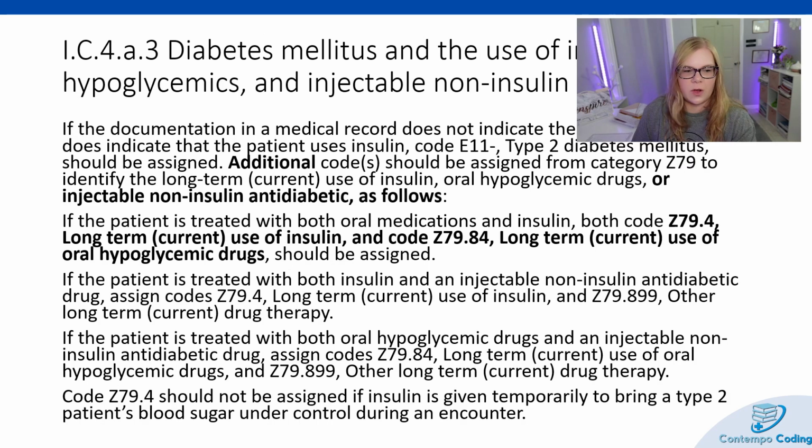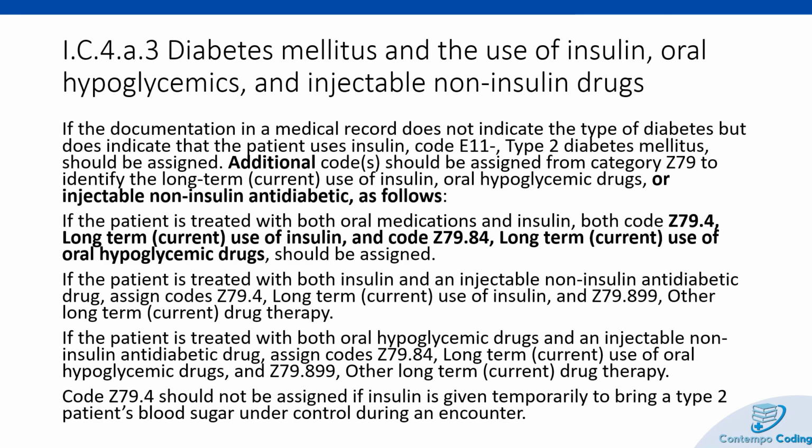Couple of changes to our diabetes code. So in this particular section, 1C4A3, there's a little minor changes. So it says here additional codes should be assigned from category Z79 to identify the long-term or current use of insulin, oral hypoglycemic drugs, and now there's a new section here, or injectable non-insulin anti-diabetics as follows. If the patient is treated with both oral and insulin, we use Z79.4, long-term current use of insulin, and we use Z79.84, long-term current use of oral hypoglycemic drugs.